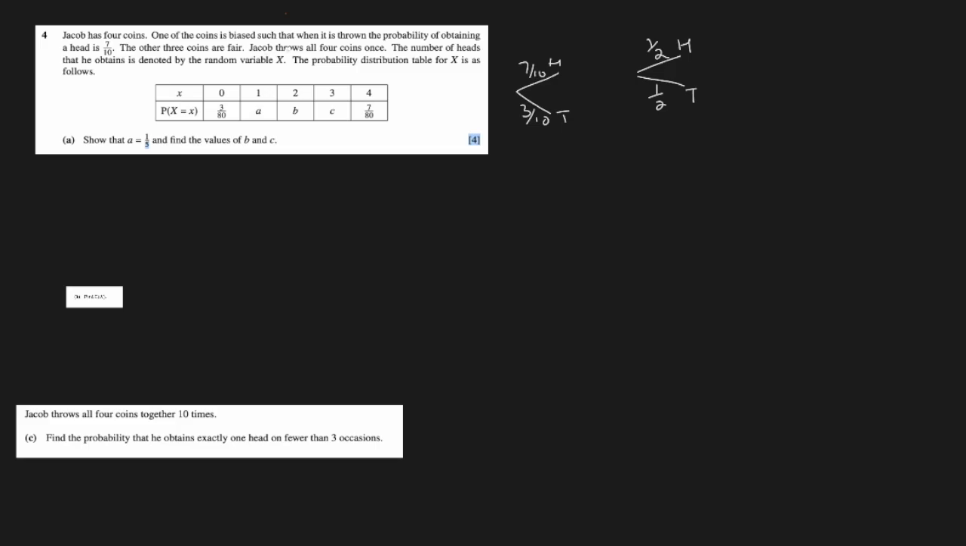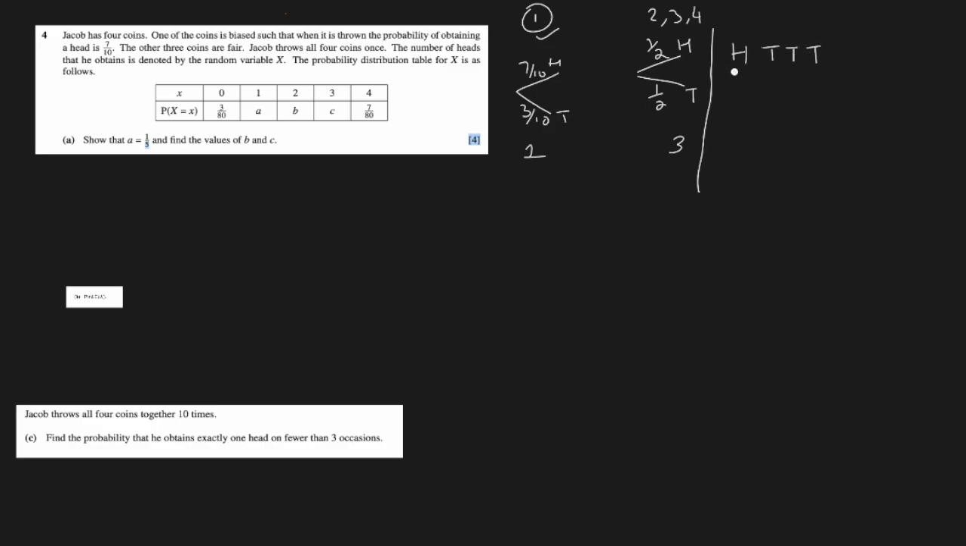Jacob throws all 4 coins, this one and these 3. The number of heads that he obtains is denoted by the random variable x. The probability distribution is this. Show that a is 1/5. That means the probability of receiving one head is 1/5. I'm calling this coin number 1, and these are coins number 2, 3, and 4. If the first one gives us head, we want exactly one head, so all the others have to be tail.